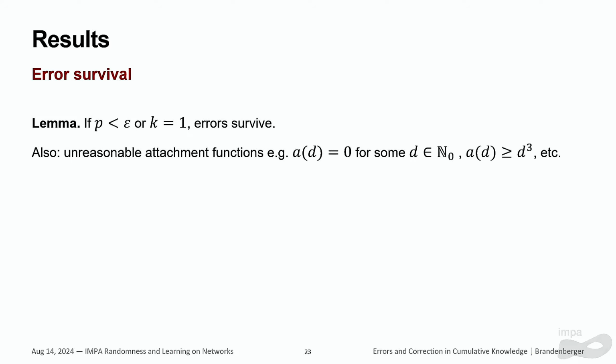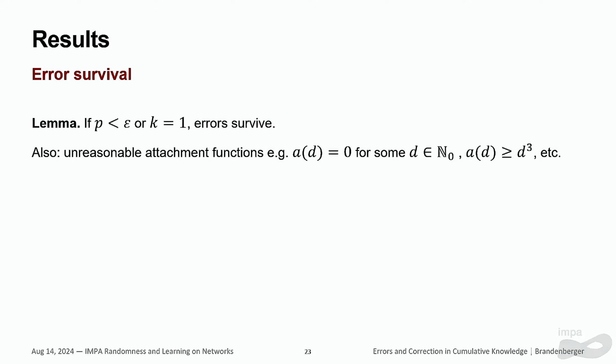Now for error survival, this is the bad news, right? If k equals 1, so if you only check your parents, then for any probability less than 1, the errors will survive. And similarly, if p is less than epsilon, so if your checking rate is less than the rate of occurrence of errors, the errors will also survive. So I'll give you a proof of both of these when I talk about the proofs, because they're pretty easy. And the proof of this p less than epsilon is how our more general theorem regarding error survival is proven. The methods carry over.